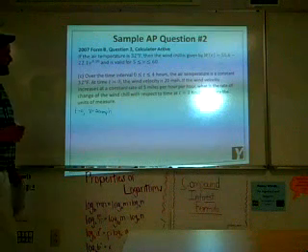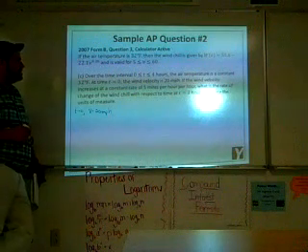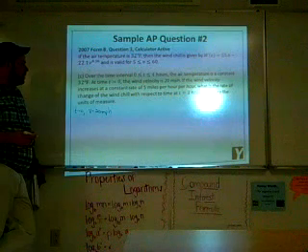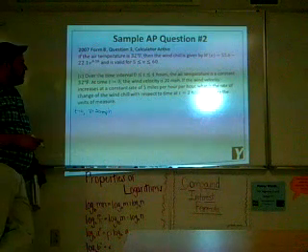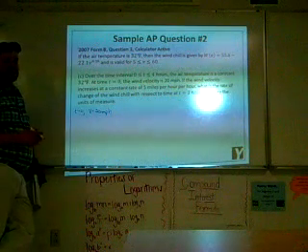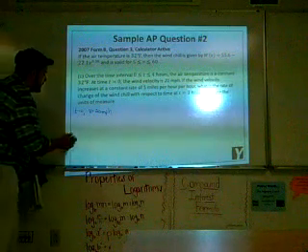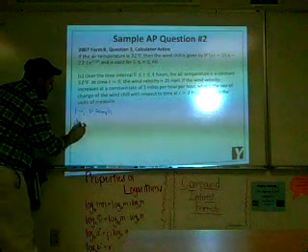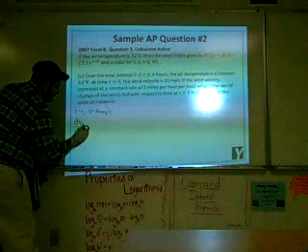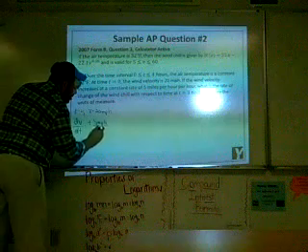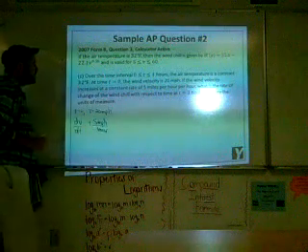The wind velocity increases at a constant rate of 5 miles per hour per hour. Another way to say that: for every hour, the velocity of the wind increases by 5 miles per hour. So in terms of calculus, I'm going to write this as dv/dt. It's increasing by 5 miles per hour every hour.